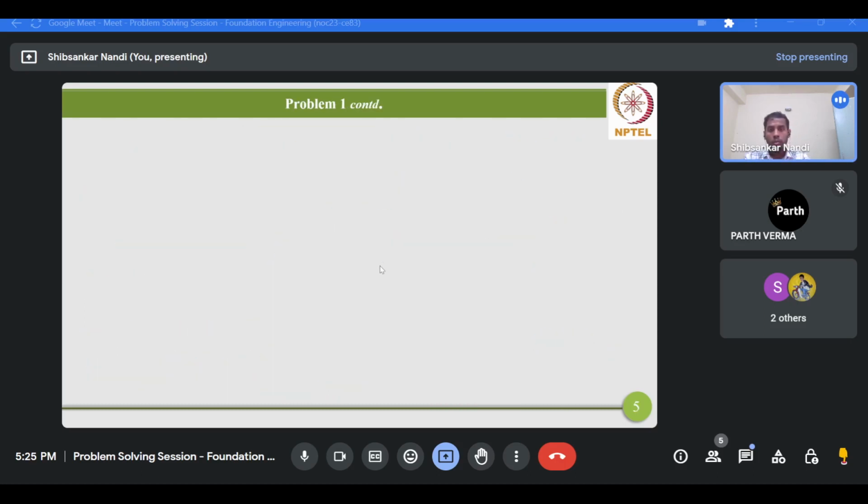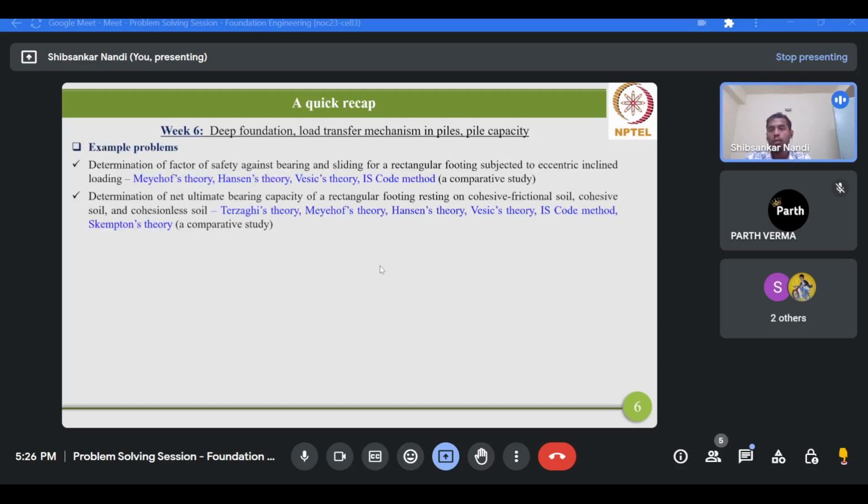Okay, now coming back to the content of this week 6. In this week we have started a new topic, that is deep foundation. Before going to that topic, at the very beginning of this week we solved 2 example problems. The first example problem is about determination of factor of safety against bearing and sliding for a rectangular footing which is subjected to both eccentric and inclined loading.